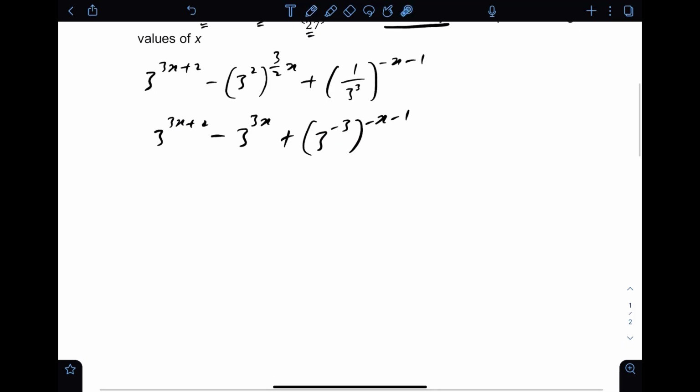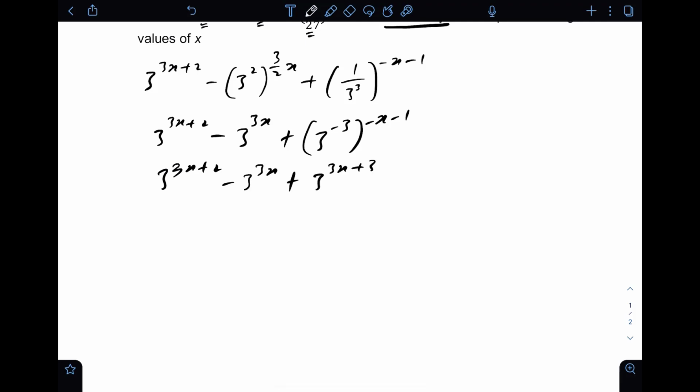Now again, you have a bracket here. Multiply the powers of this particular bracket. So you will have 3 to the power 3x plus 2 minus 3 to the power 3x plus 3 to the power 3x plus 3.